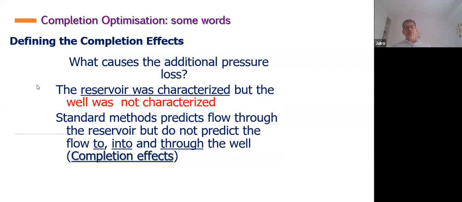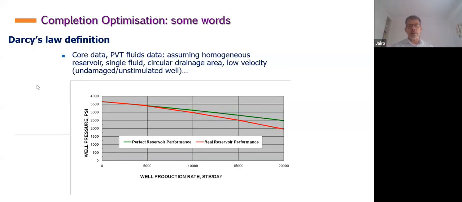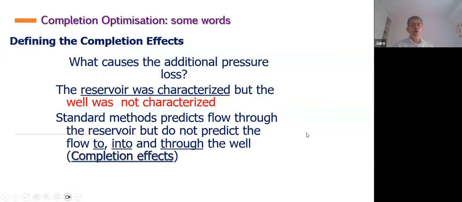So what causes the additional pressure loss? Depending on the rate, for instance at 15,000, we have an additional pressure right here. That is the discrepancy, and of course the higher the rate, the higher the discrepancy. So anyway, what is causing the additional pressure loss?